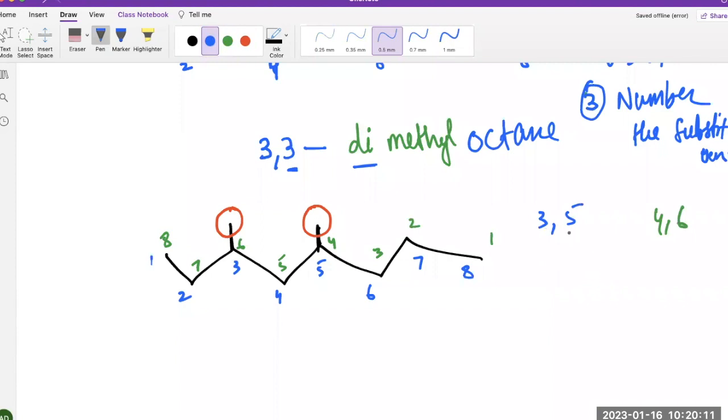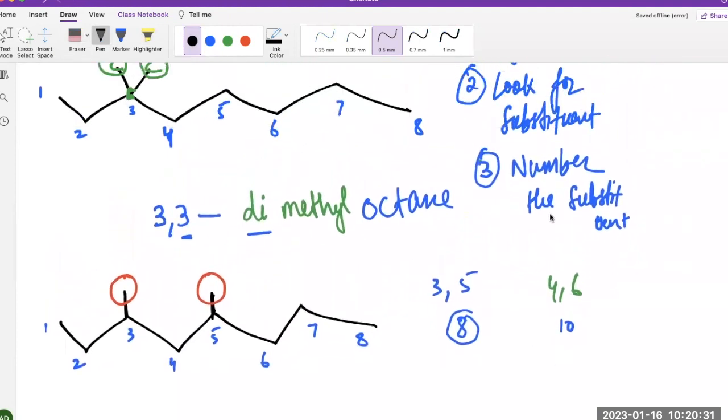If you're ever confused, add them together. 3 plus 5 is 8. 4 plus 6 is 10. So this side is a winner, okay? So blue wins. So that's why you're going to be keeping only the blue numbering. So we're going to get rid of all the green numbers.